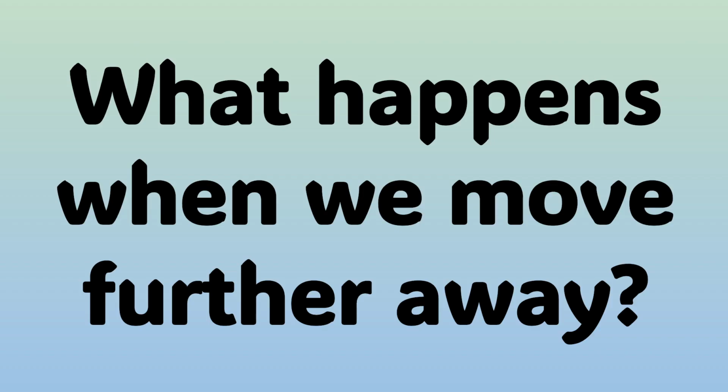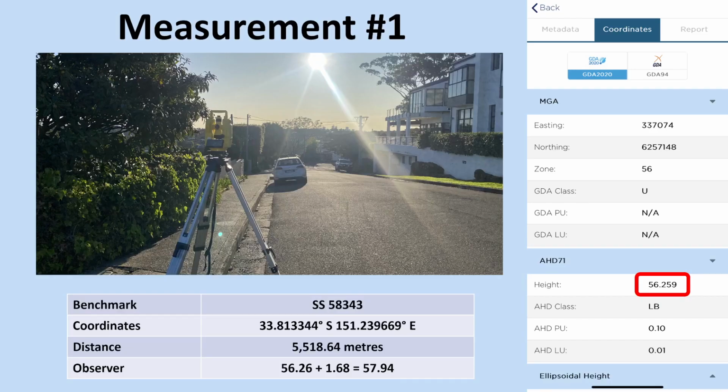Right, now what happens when we move further away? So this is where we'll be able to distinguish between whether the Earth is flat or whether it curves away at 8 inches per mile squared. So here I am with my theodolite set up over another benchmark, but this time we're about 5.5 kilometers away from the tower. That's about 3.5 miles in freedom units, and if you do the quick math with 8 inches per mile squared, you'd expect something in the order of about 8 feet of drop.